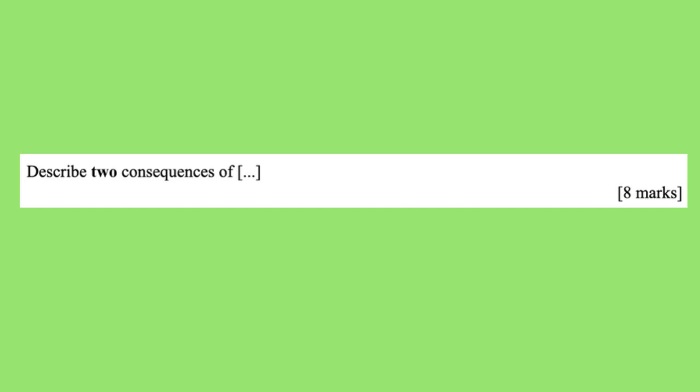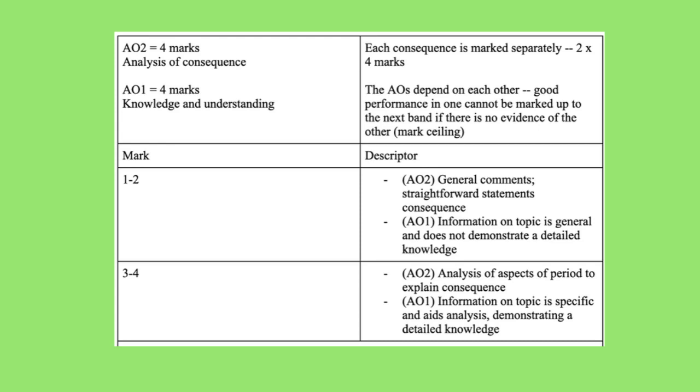Essentially, we need to think about this as 2 4-mark answers. Let's take a look at what the mark scheme looks like for this question. 4 marks are available for AO2, which is your analysis of consequence, which we know this question is all about as it tells us in the question. So we need to think, what happened as a result of this event or this development? You need to state that really clearly so the examiner can spot it straight away and give you the marks.